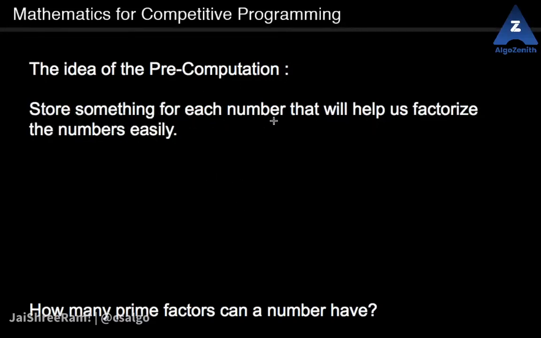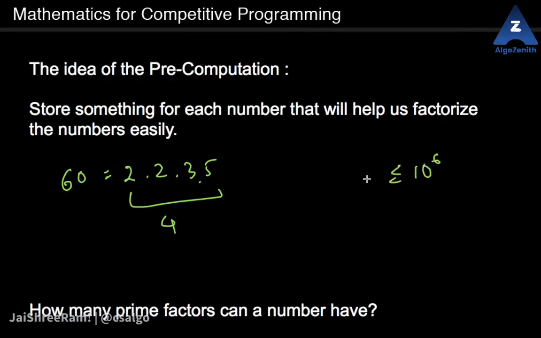Before we go into what we store, we need to understand how many prime factors a number can have. Let's suppose this 60 has 2, 2, 3, 5. There are 4 prime factors. How many prime factors can a number have up to 10 to the power 6? Or let's say for any given n, what's the bound on the number of factors? If you think about this particular bounding, it is pretty less.